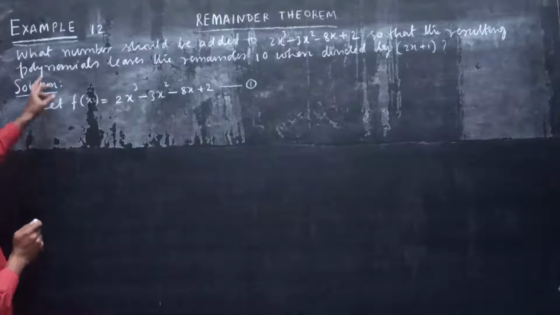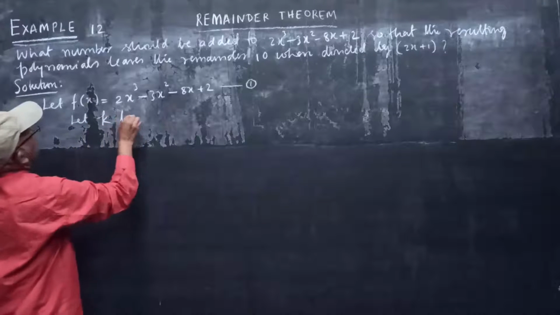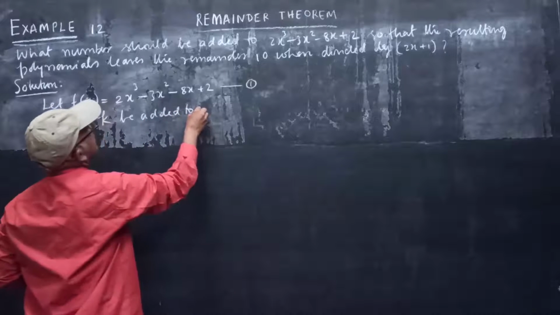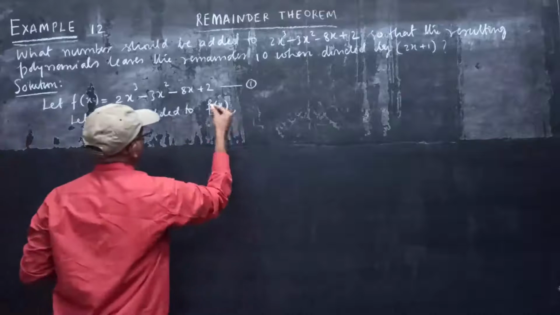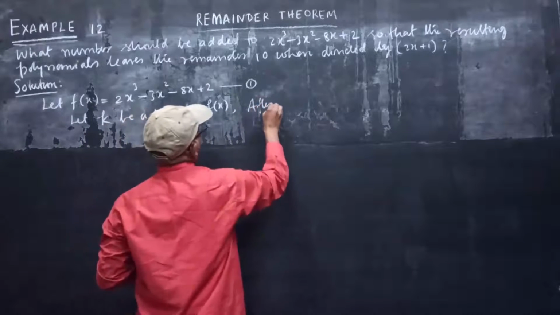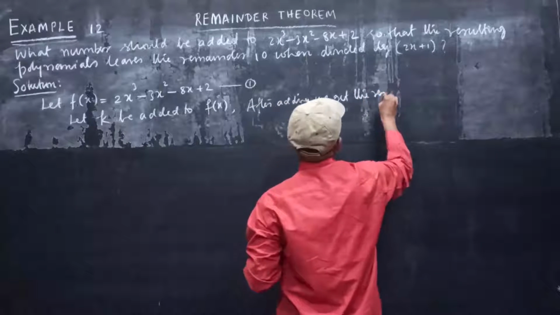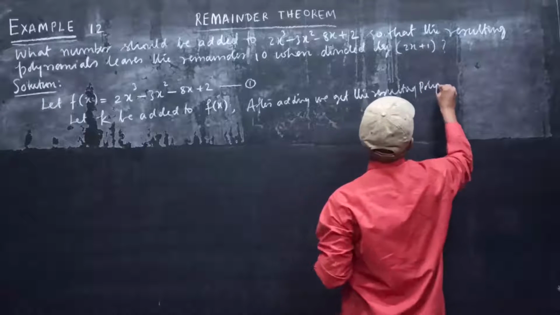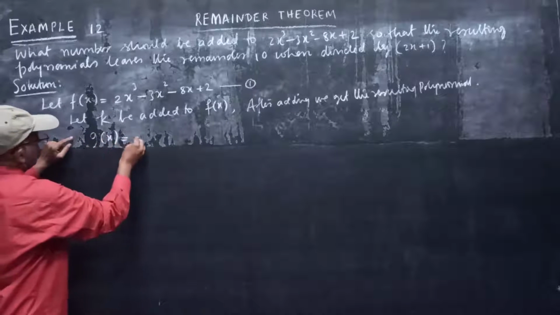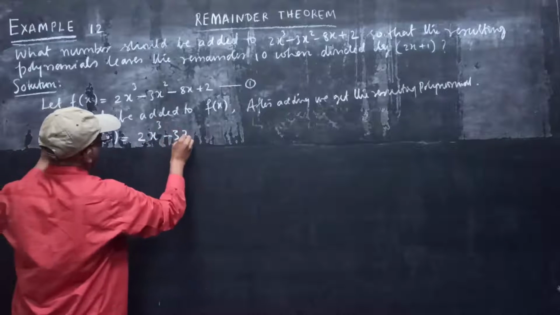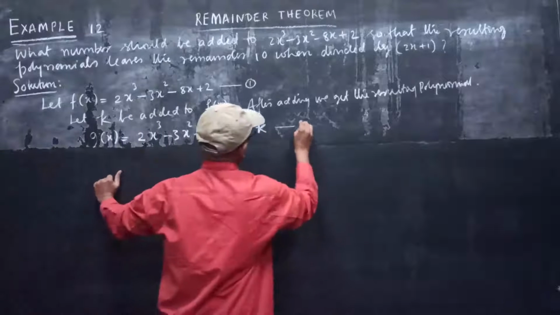Now, we don't know what number should be added. Let k be added to f(x). After adding, we get the resulting polynomial. Let us take that resulting polynomial as g(x) is equal to 2x cube minus 3x square minus 8x plus 2 plus k. Call it result number 2.